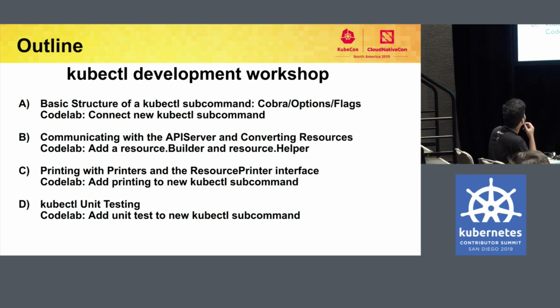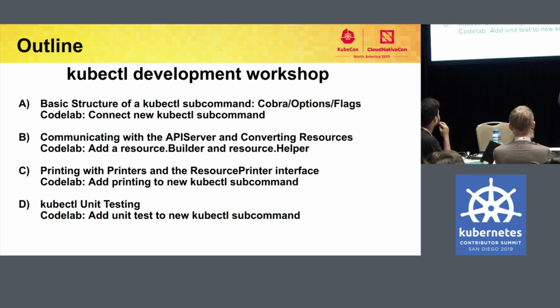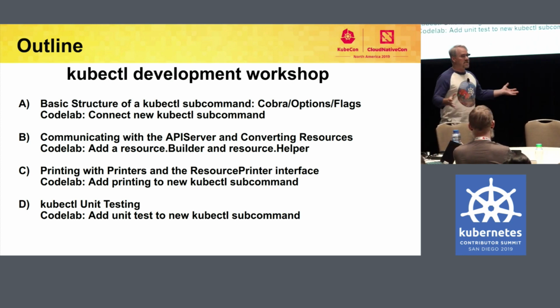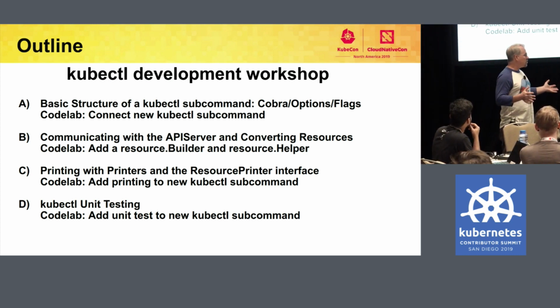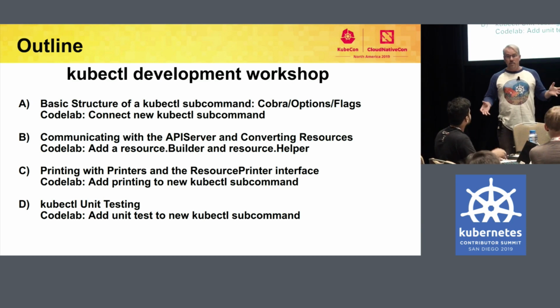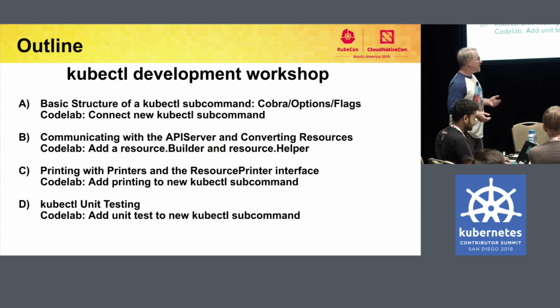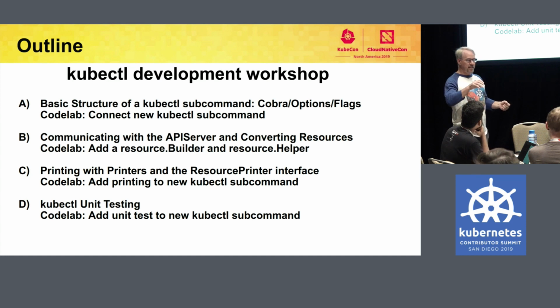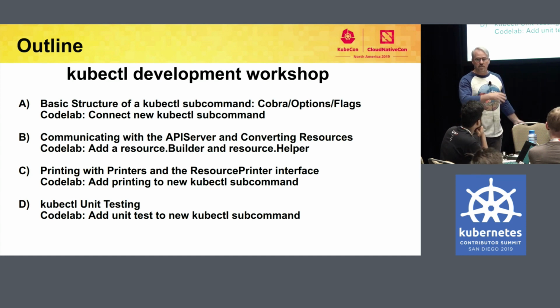So we're going to dive pretty deep into the code base for kube control. In the first part, we're going to talk about the basic structure of most kube control commands. There are about 40 or so subcommands, and most of them have the same structure. They use the Cobra Command encapsulation. They have options and flags, and the way that they're organized is all very similar. So once you've seen one command, you can see that the structure is very similar to other commands.